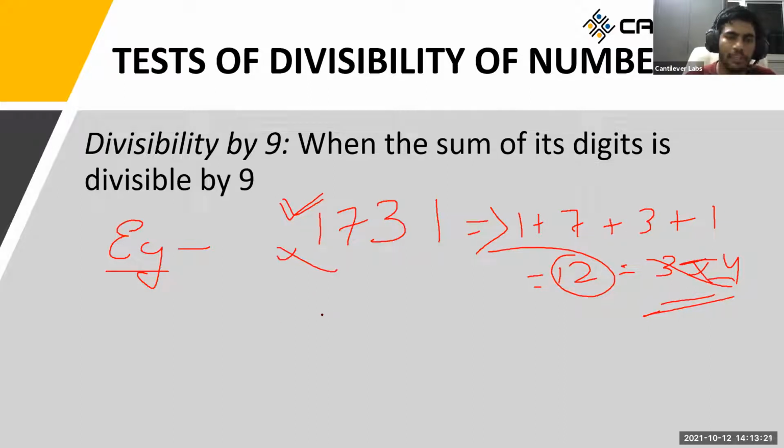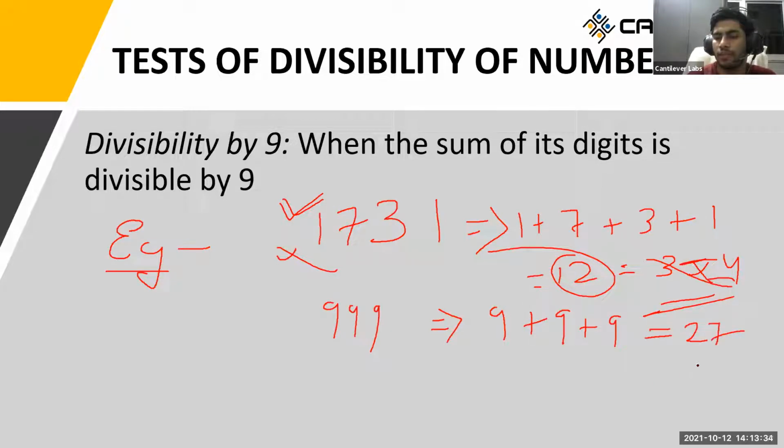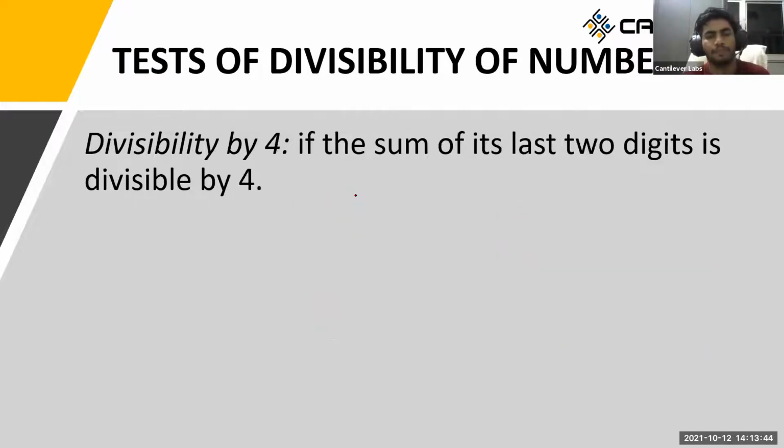Let's say, for example, 999. Okay. In order to check, we just have to add those digits. So 9 plus 9 plus 9. This is 27. We know that 27 is 9 multiplied by 3. So since 27 is completely divisible by 9, we can conclude that 999 will also be completely divisible by 9. Next comes divisibility by 4.